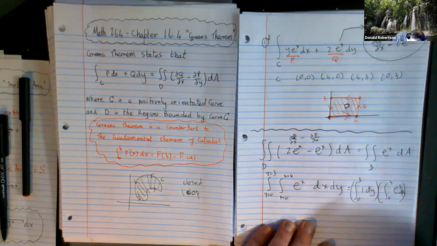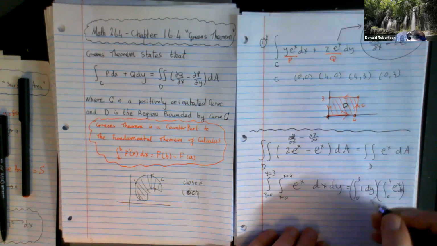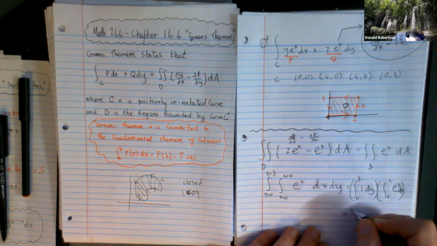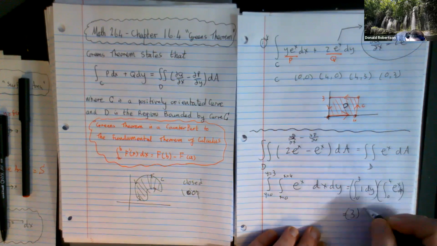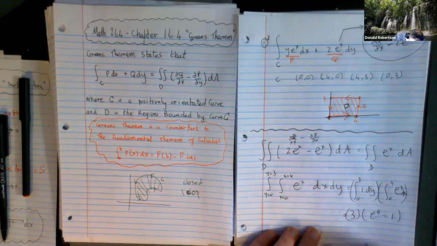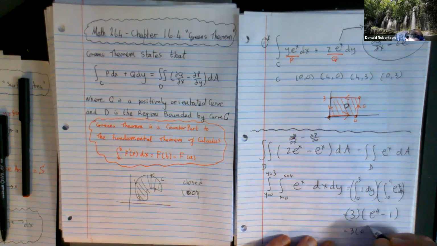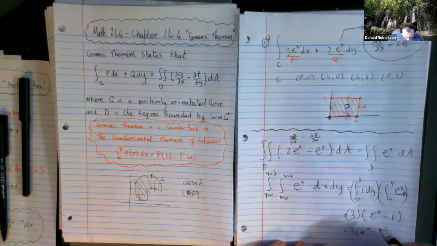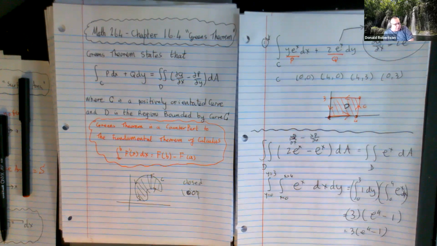Integrate that guy, you get y from 0 to 3 gets you 3. Integrate this guy, you get what? e to the 4, take away e to the nothing. And there's your answer. It's 3 lots of e to the 4, take away 1. And that wasn't that hard, was it? As a double integral, it was actually quite easy. Are we good?